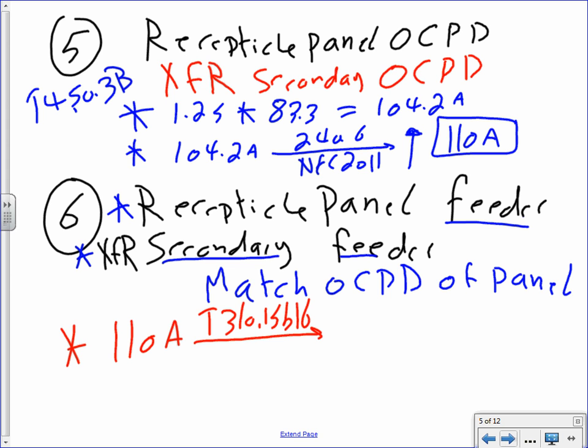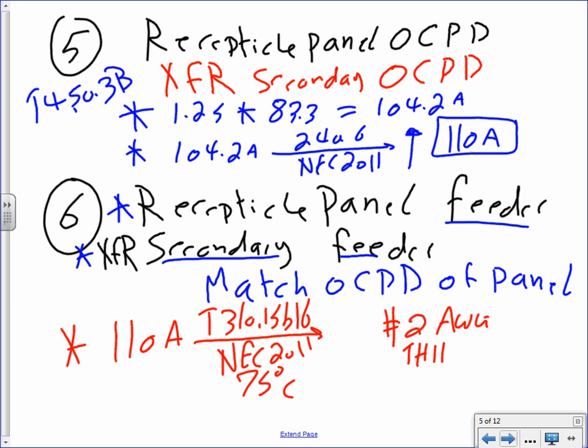Take this one to Table 310.15(B)(16) in the NEC 2011, the 75-degree column. If you go there, your conductor is going to be number 2 AWG THHN. Here's my question for you: how many conductors? You need 3 phase at least. Do we need a neutral? It's a receptacle panel. I hope so, so you need a neutral.